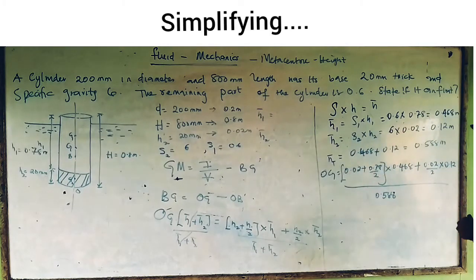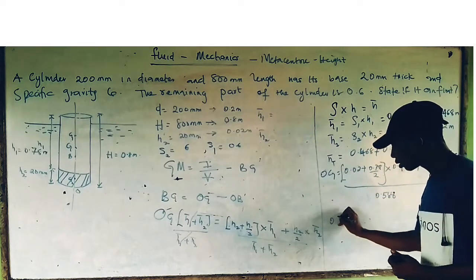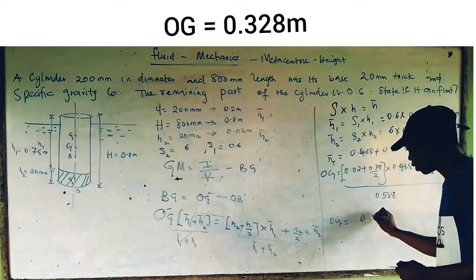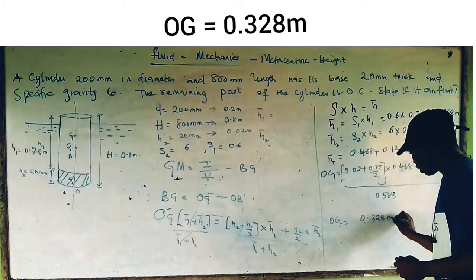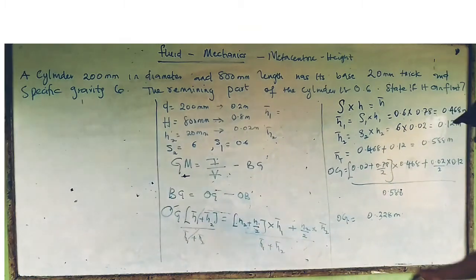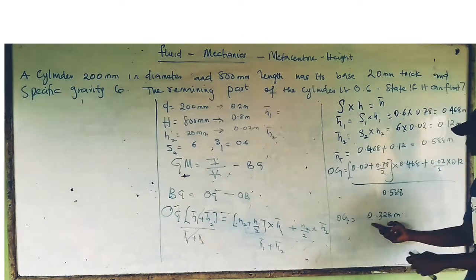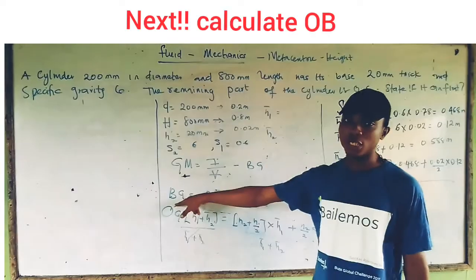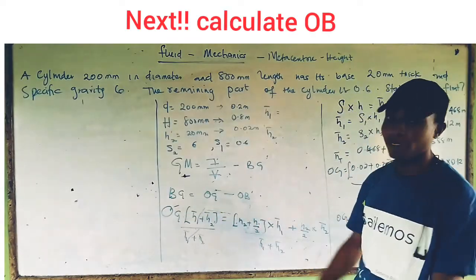So solving this gives me 0.328 meters. Now we've successfully gotten the value of OG, which is 0.328 meters. So now remember we are looking for BG. So we are getting OG. What's left is to find OB.